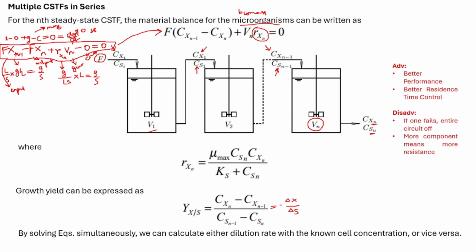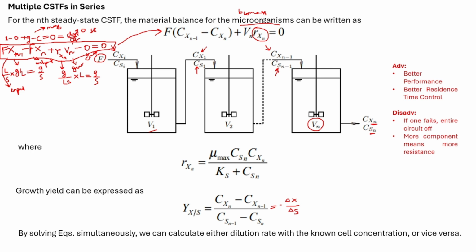Now, as I had been talking about, what are the advantages of operating multiple CSTRs? First is, of course, the better performance, because two small CSTRs can perform better than one large CSTR, because the reaction rate in a single CSTR is usually low due to a small reactant concentration. Another point is better residence time control. A series of CSTRs can provide better control over residence time. But there are certain disadvantages also. What is the disadvantage? If you are operating multiple CSTRs in series, and if one circuit fails, the entire process stops. And if you are putting more components in series, the resistance also increases.